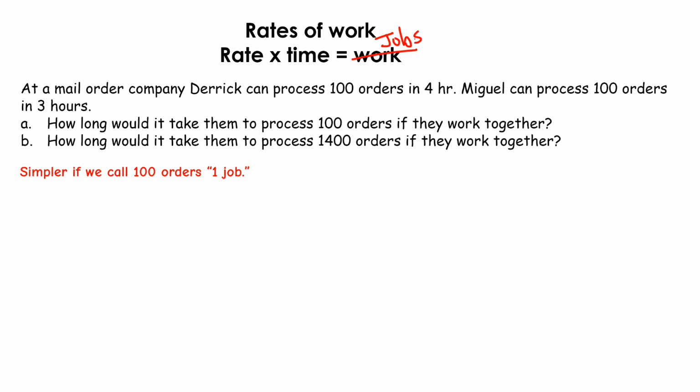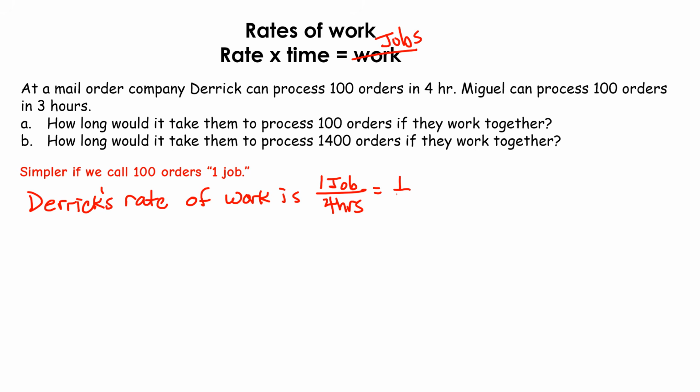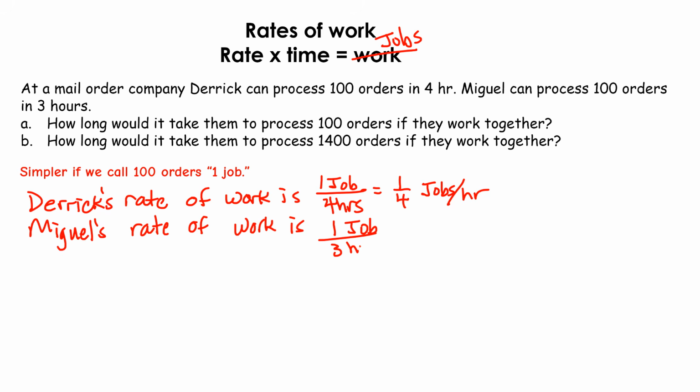So Derek's rate of work is one job in 4 hours. So I'm going to say 1/4 jobs per hour. So jobs per hour is his rate. That's the rate of work. Miguel's rate of work is one job in 3 hours. So 1/3 jobs per hour.